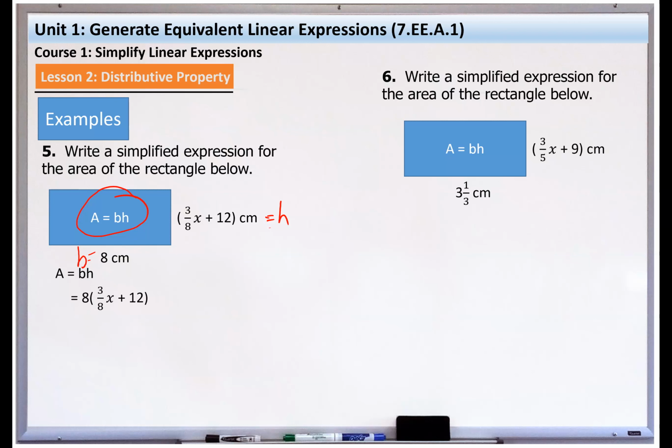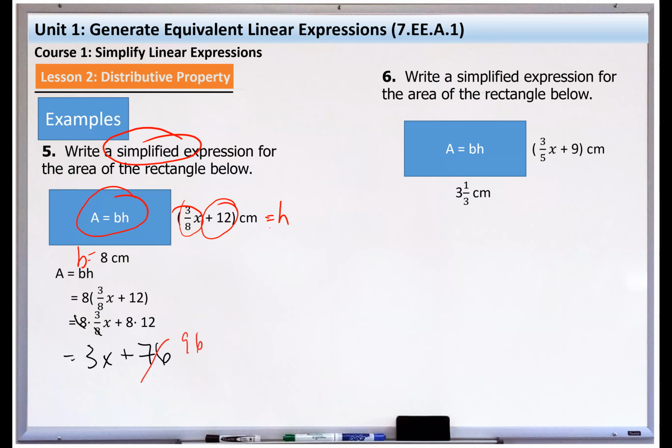Our base is 8, our height is 3/8 times some number x plus 12. Again, we cannot combine 3/8 x and 12. They're not like terms. So the only way to simplify this expression would be to distribute the 8. So we have 8 times 3/8 times some number x plus 8 times 12. We're going to simplify the 8, leaving us 3x, and 8 times 12 is not 76. It's 96. Okay? So we've extended this concept of distributive property to finding the area.